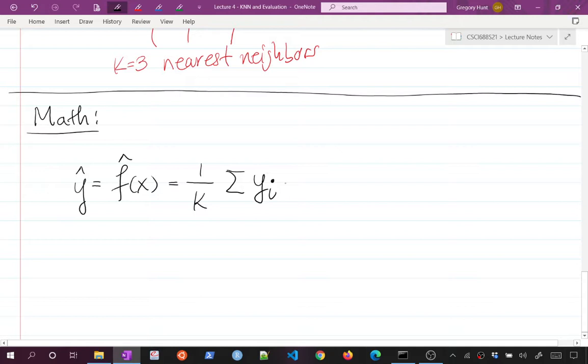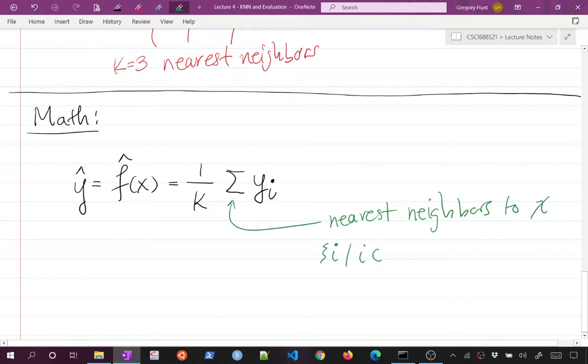So yi's are certain training points. And it's the average over which training points? It's the average over the nearest neighbors to x, to the value at which we want to predict, this x. You could write down mathematically, you would index it by all the i's such that i is in the k neighborhood of x. So that's how I would write it mathematically.